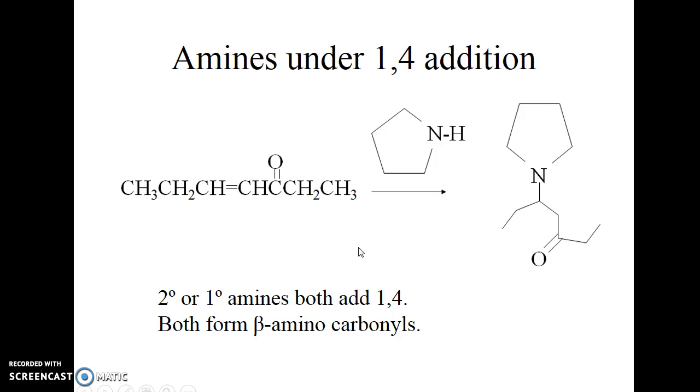It doesn't matter if it's primary or secondary. All amines, except for tertiary amines, they add reversibly because there's no proton to move to the number 3 position. Both primary and secondary amines give the exact same product. It's not like the enamines and imines, which it depends. Here you have the exact same product.